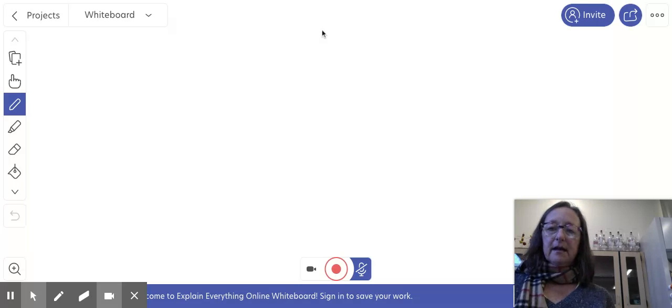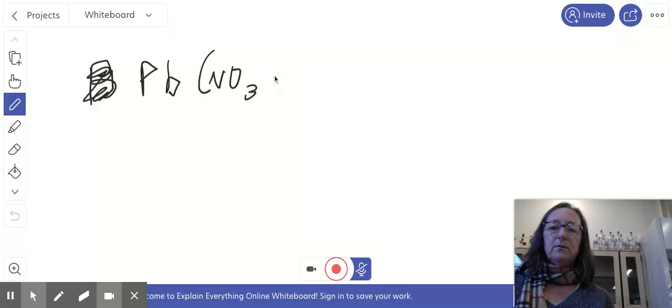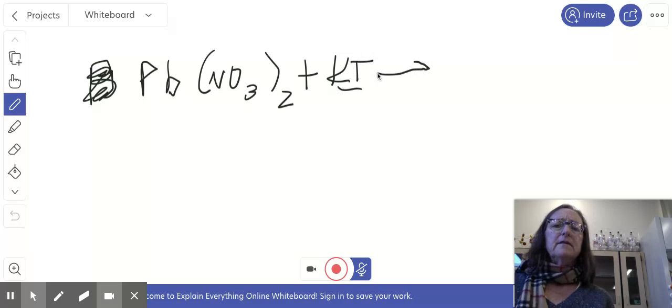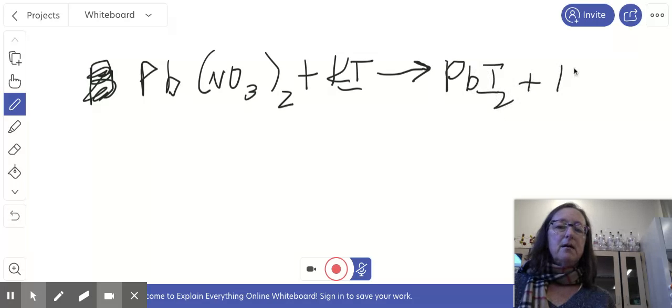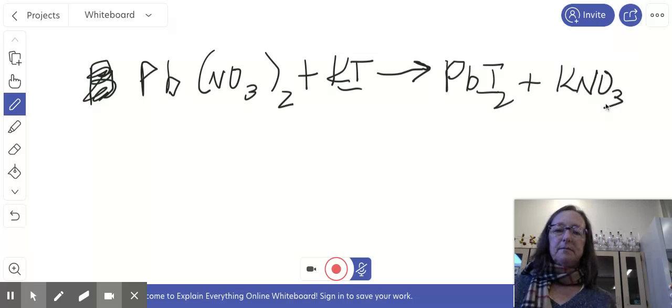So let's take Pb(NO3)2 and react that with KI. This happens to be a double replacement reaction, and so we're going to form PbI2, and then KNO3 is the other product. So, a simple double replacement reaction.